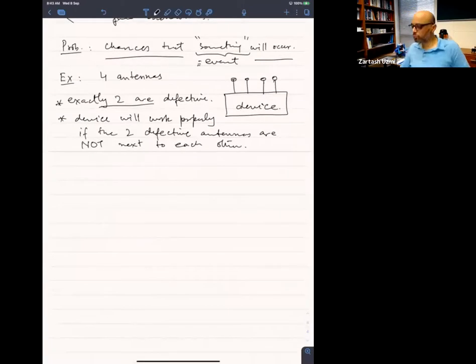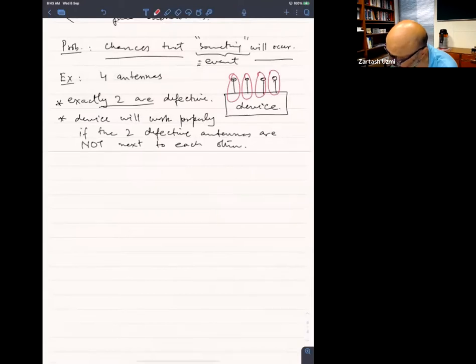Now I give you a situation. You take these 4 antennas and randomly put them on the device. We put them on randomly: one, then the second, then the third, and then the fourth. What is the probability? What is the chance that the device will work? So the chance that the device will work.